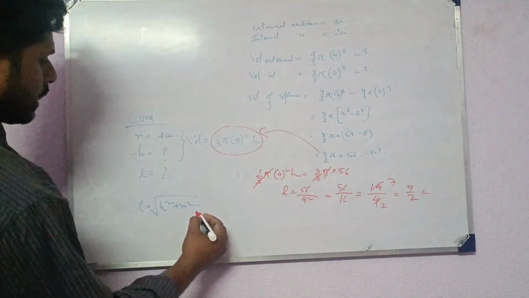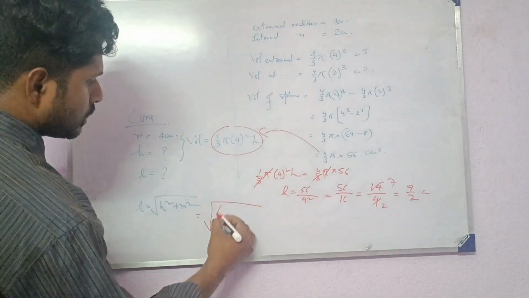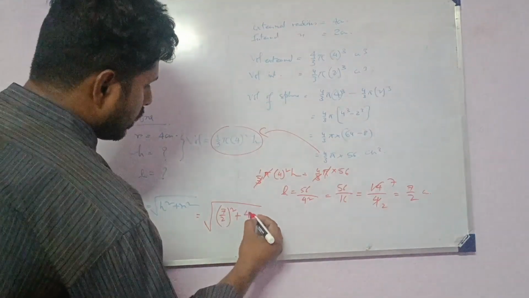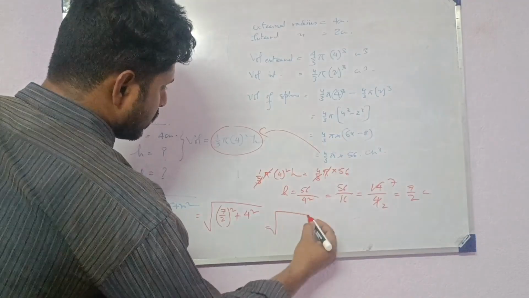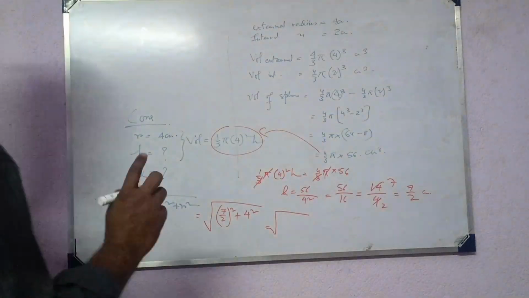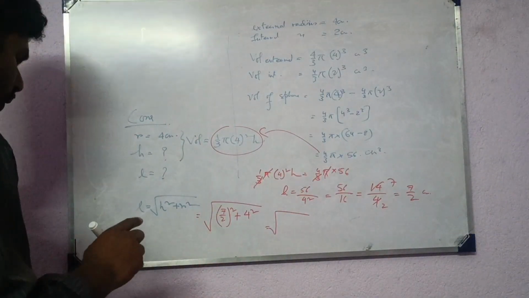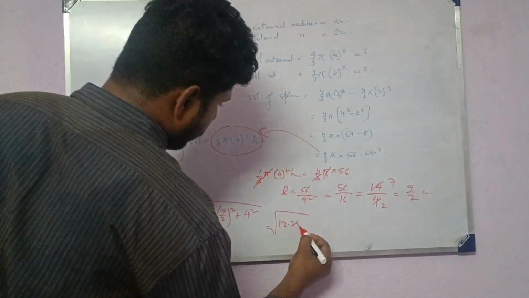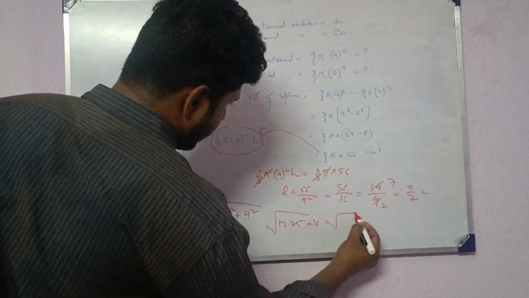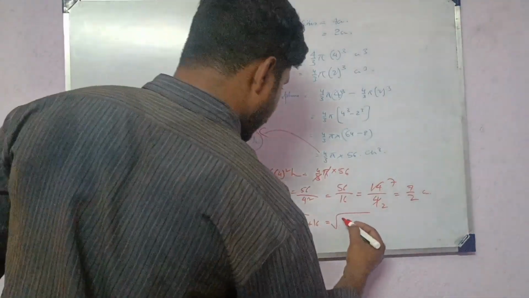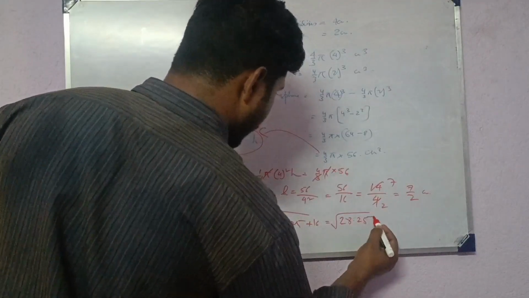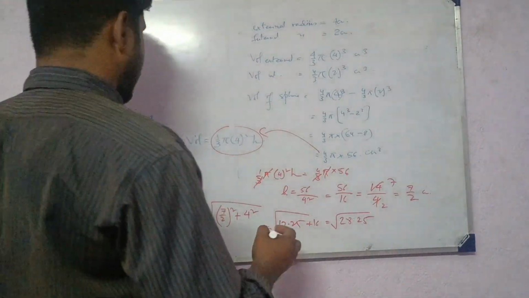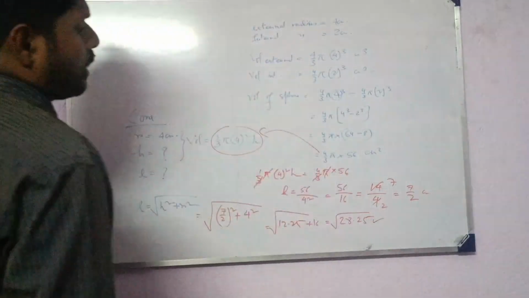Now to find the slant height, height to be equal to find the slant height. So 7/2 whole square plus the radius is 4, 4 square. So that will be 7/2 is 3.5. 3.5 square is 12.25 plus 16. So it is 28.25. So the slant height is root 28.25.